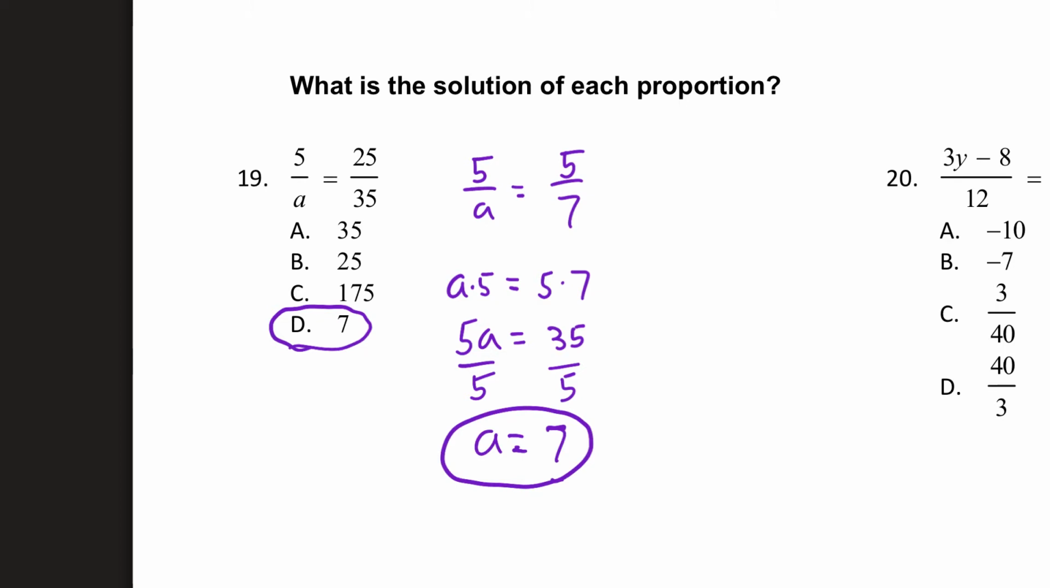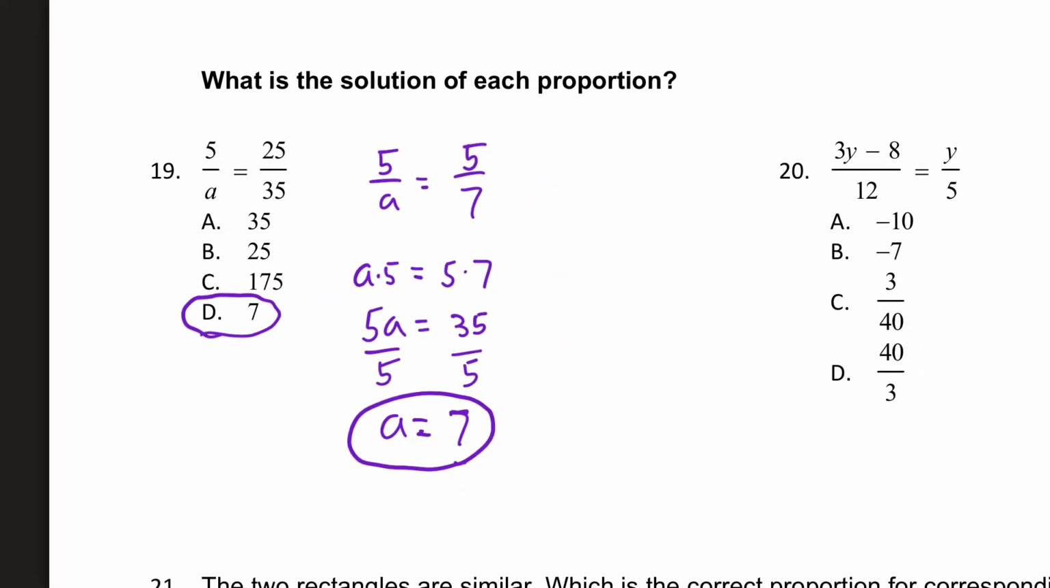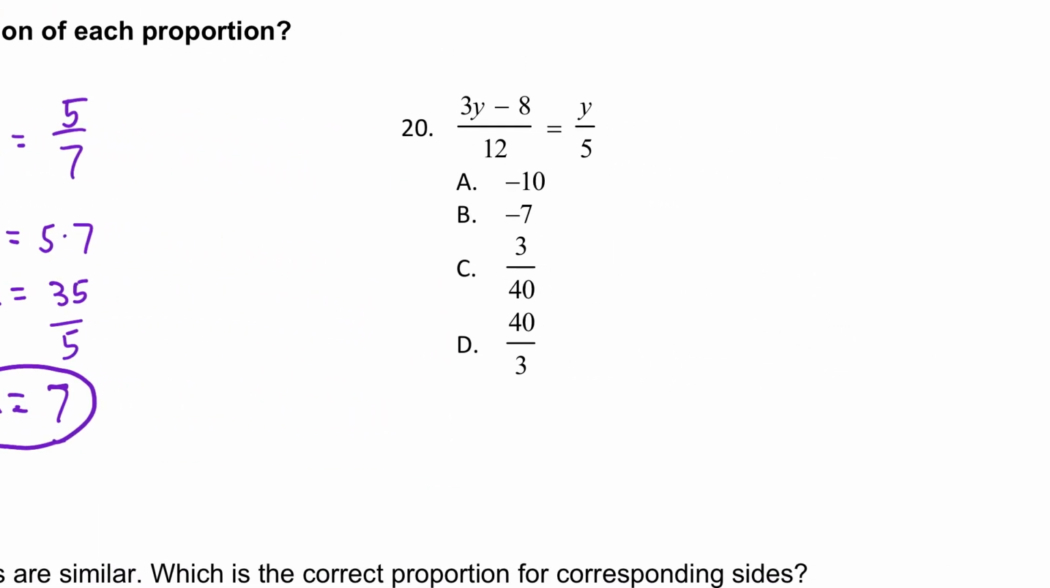So that's 2 of the ways to find this. There's actually more, but 2's enough for now. Let's move on to 20. 3y minus 8 over 12 equals y over 5.